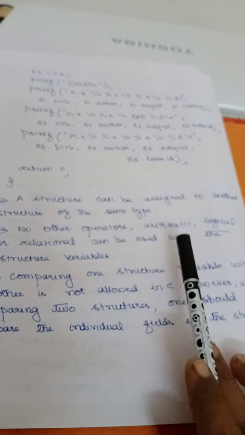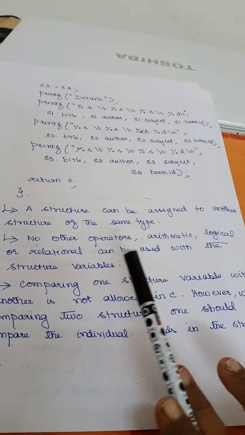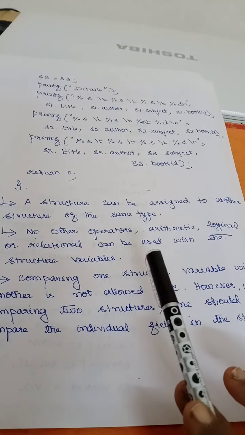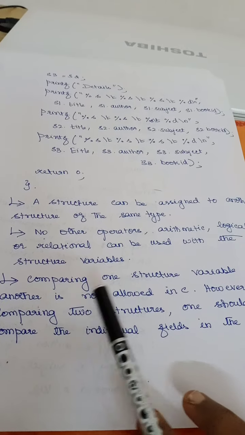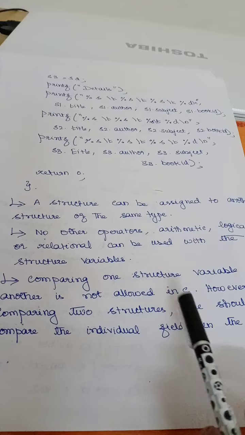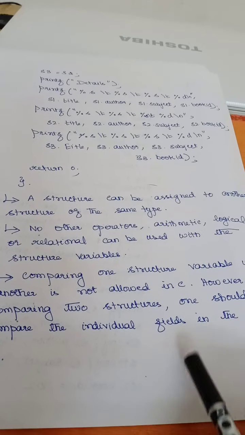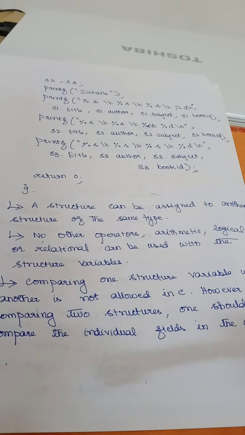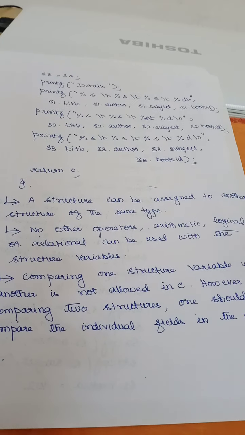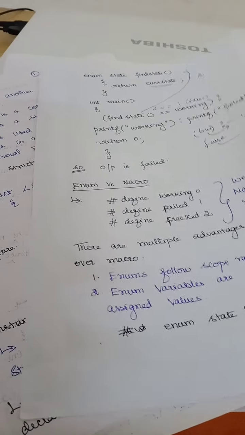No other operators, arithmetic, logical or relational, can be used with a structure variable. I cannot do addition, I cannot do multiplication, I cannot compare, I cannot check not equal to, nothing I can do. If you want to compare structures, then I have to compare member by member. I cannot compare S3 equal to S2 or S3 not equal to S2. That I cannot do. I have to compare member by member in case of comparison. Is that clear? Remaining operations I cannot do on the structure. Right? We'll see from the beginning what a structure is. Just a recap.